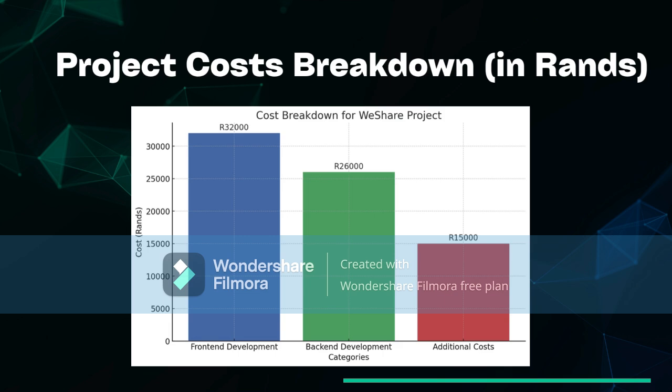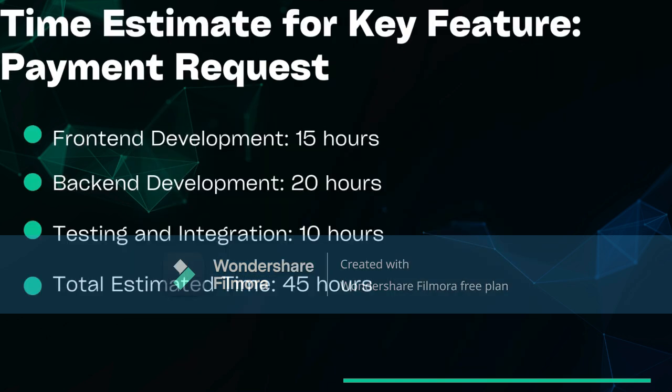Consideration of additional resources, extra team members or extended timeline could increase the cost by 10,000 or more. Here is a graph showing that front end is 32,000, back end 26,000 and 15,000. The estimated time for key features is as follows. Front end development will take 15 hours, back end development 20 hours, testing and integration 10 hours. The total estimated time is 45 hours.